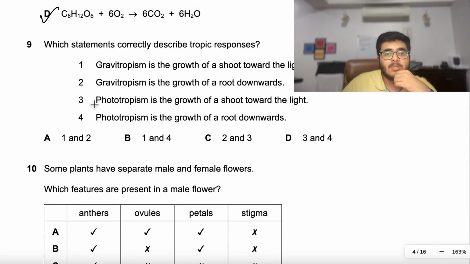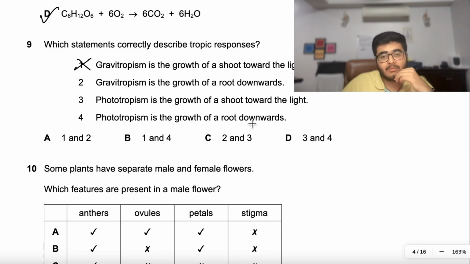Question number 9 says, which statements correctly defines tropic responses? So there are two types of tropic responses, gravitropism and phototropism. Gravitropism is always related to gravity, photo meaning light, so phototropism is always related to light. Okay, let's see. Gravitropism is the growth of the shoot towards the light. This does not make sense. They have mixed phototropism and gravitropism. Gravitropism is always related to gravity. Phototropism is the growth towards the light. Okay, this can be digested.